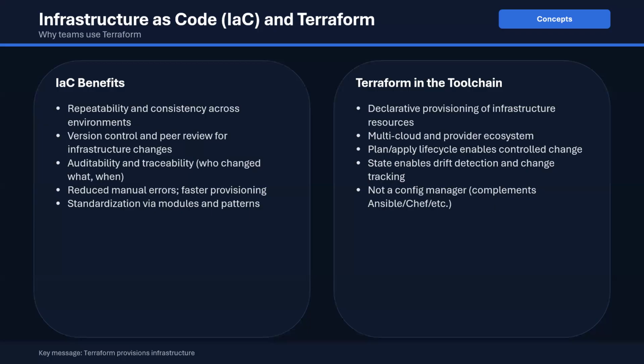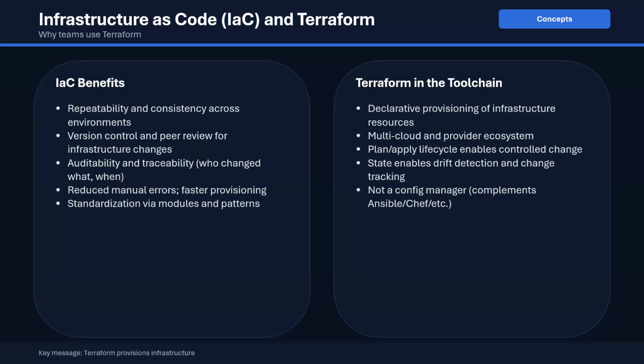Of course, one of the other benefits is to reduce manual errors. We can do faster provisioning. And of course, the last one is standardization via modules and patterns. Terraform is the toolchain. Terraform is used for declarative provisioning of resources.